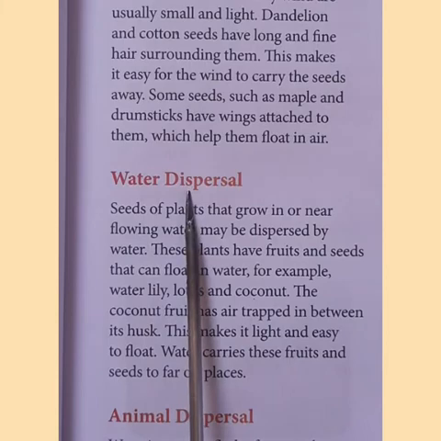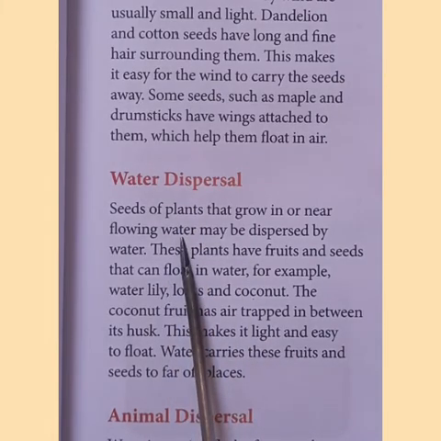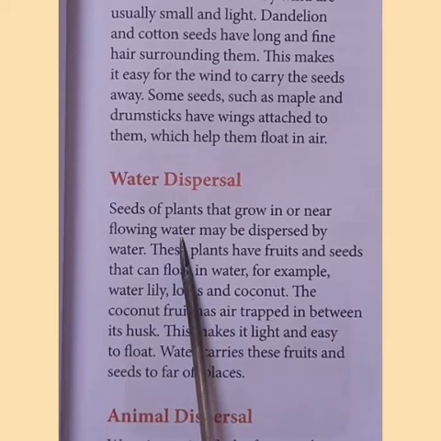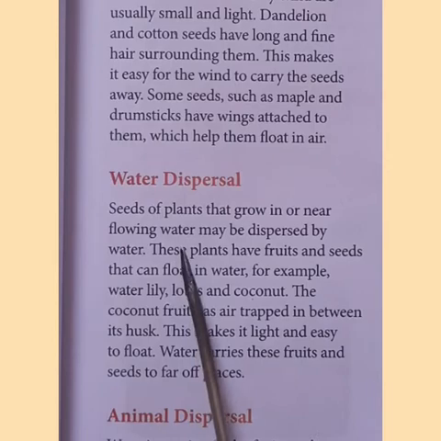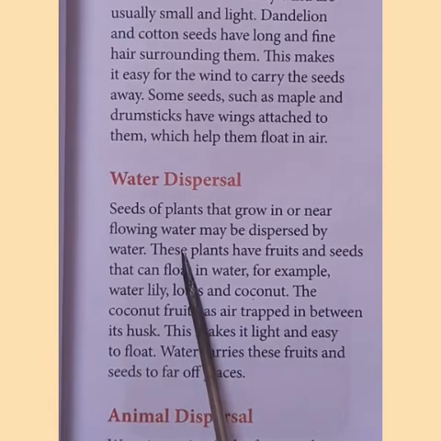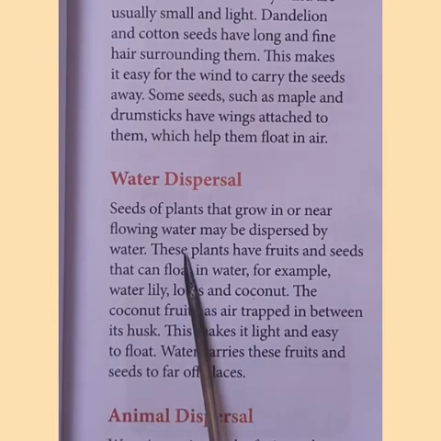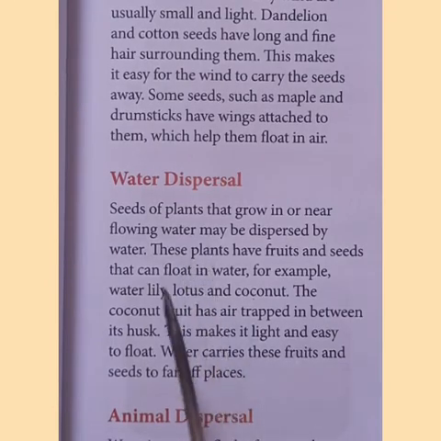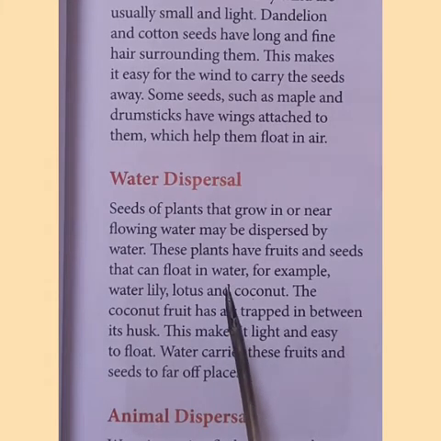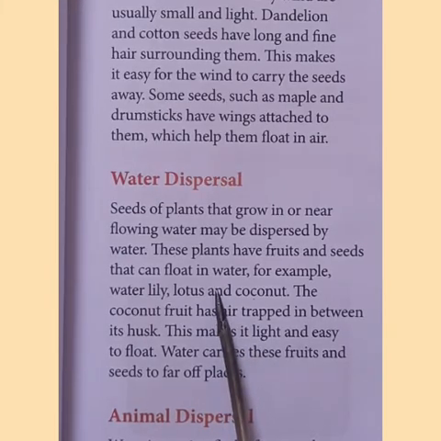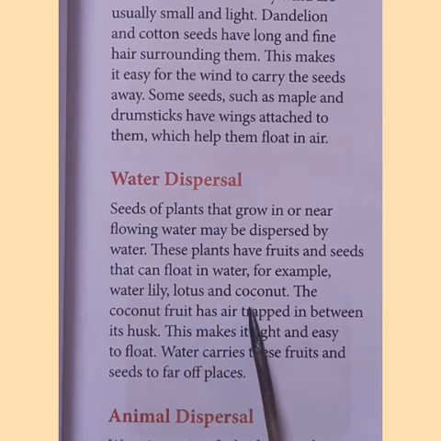Water dispersal. You all have seen that many plants grow in water, for example, lotus. So, what about the seeds of these plants? Seeds of such plants which grow in water or near flowing water get dispersed by water itself. These plants have fruits and seeds that can float in water, for example, water lily, lotus and coconut.